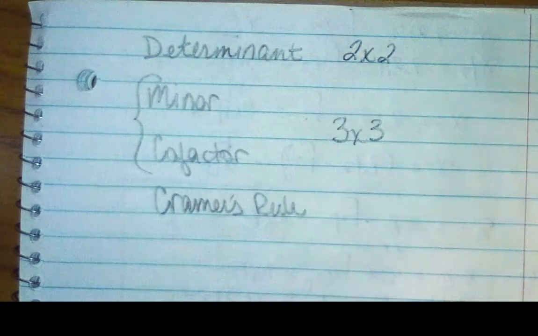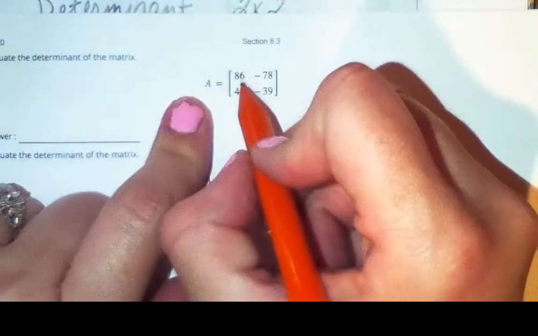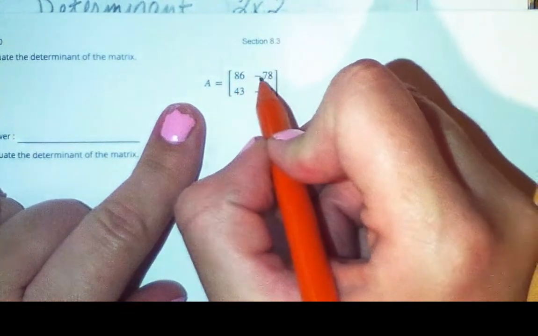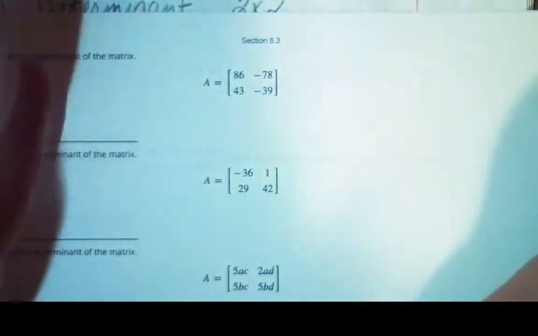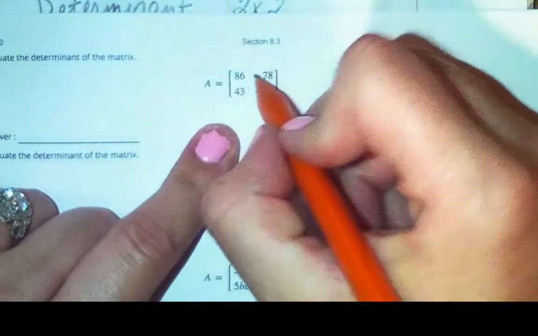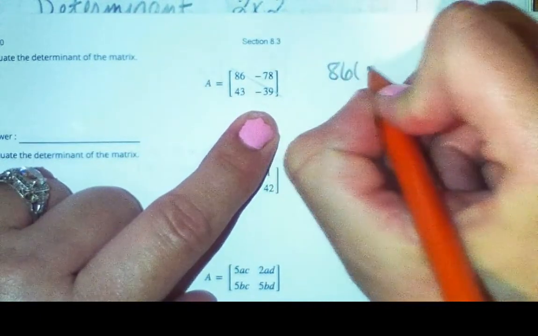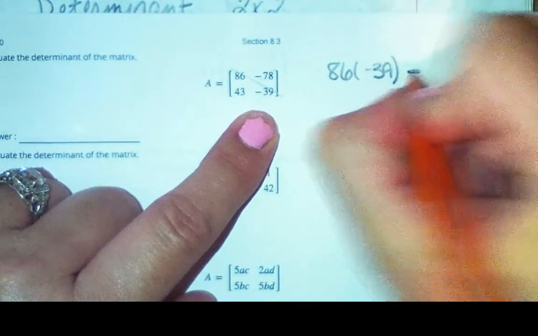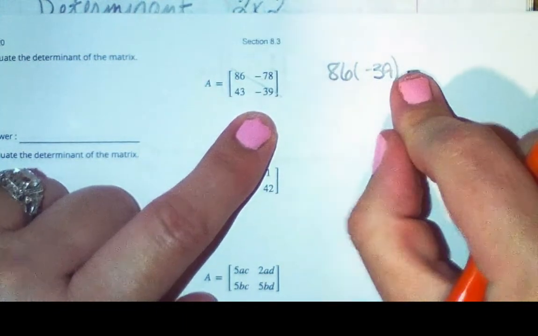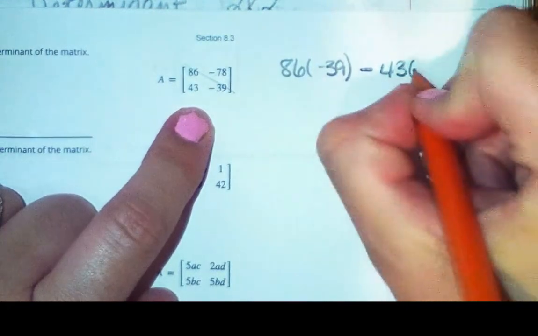So first of all, the determinant of a 2 by 2. So I'm going to go through your homework and we're going to show you how to find the determinant. So again, the way I read this is 86x's minus 78y's. I don't know what the answers are. They're somewhere off in a different matrix that wasn't given to me. So the determinant is you cross this way, so 86 times a negative 39, and then subtract. You always subtract. So cross this way and multiply, and then 43 times negative 78.